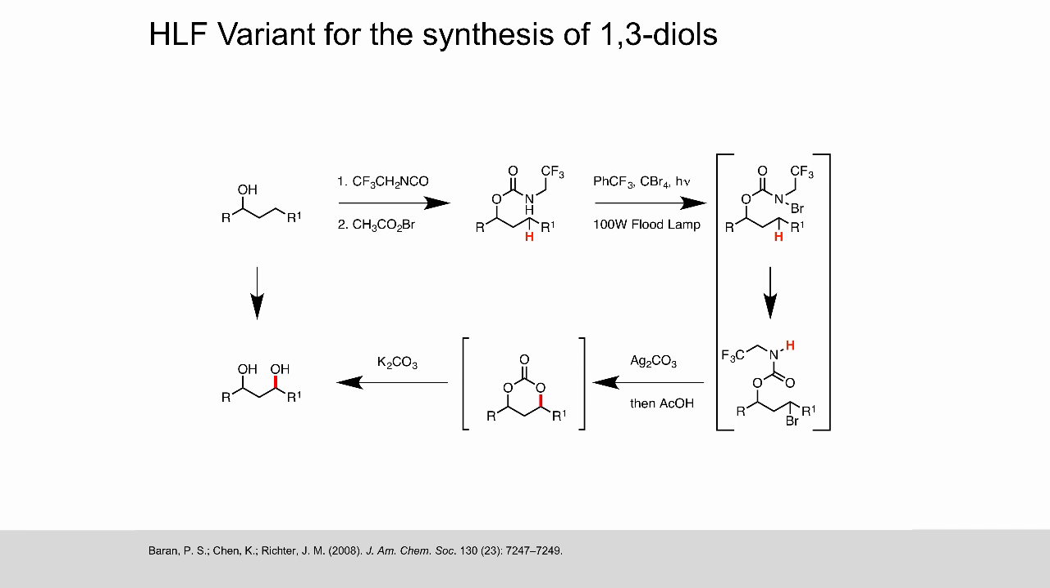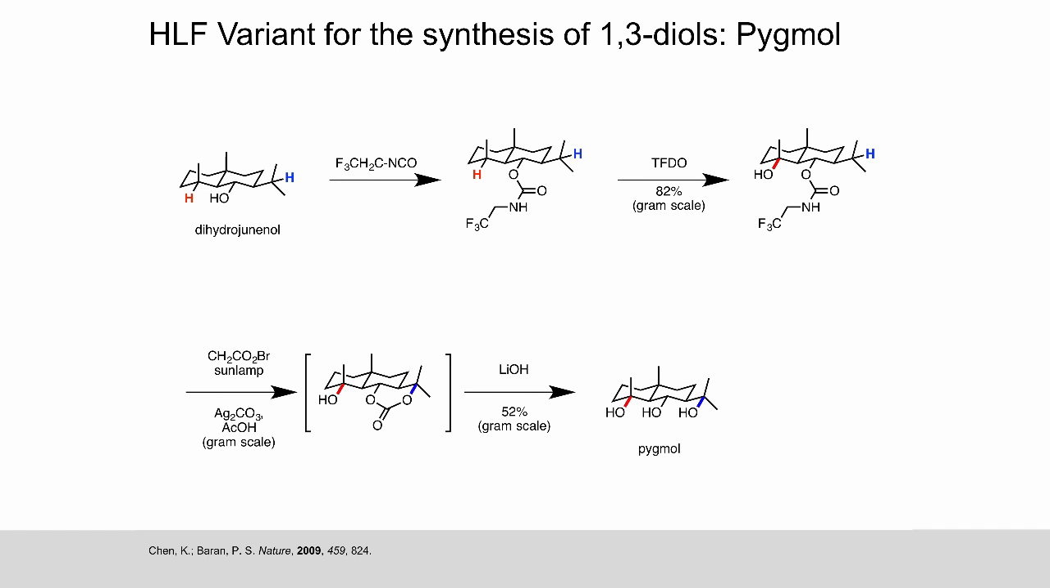In 2008, Baran et al. reported a novel HLF variant. Employing a novel electron withdrawing group on the amide, an effective and general method for the synthesis of 1,3-diols was developed, starting from simple alcohol starting materials. This was further extended by Baran, where he demonstrated the power of this new variant as part of their concise total synthesis of pironetin using C-H functionalization logic.